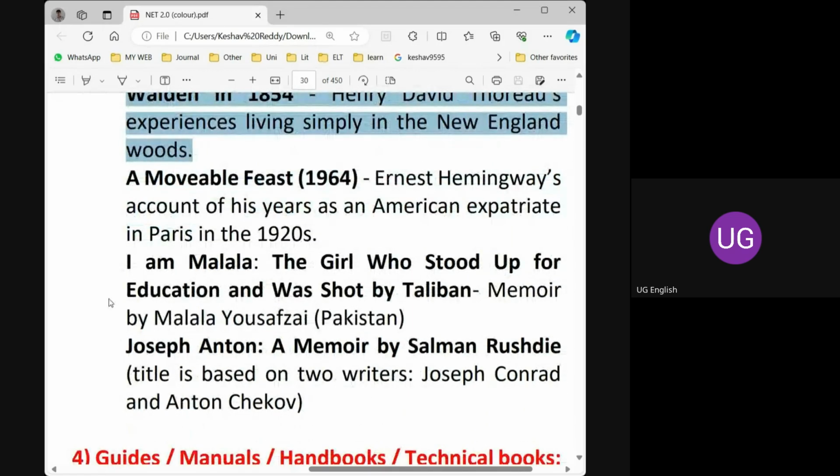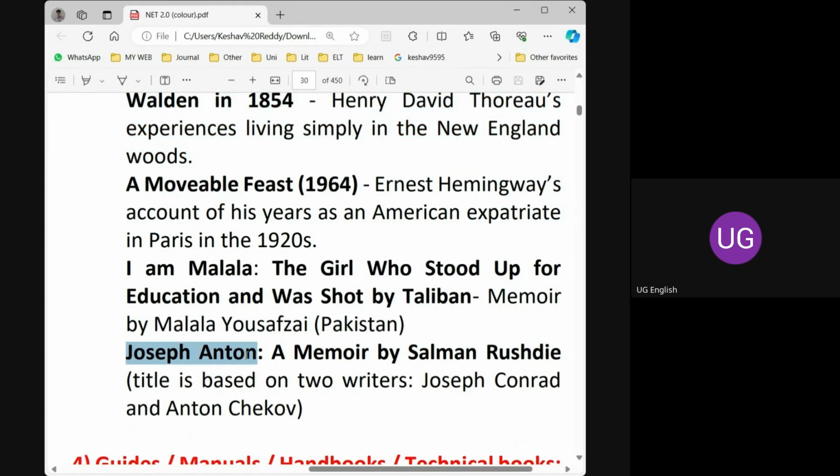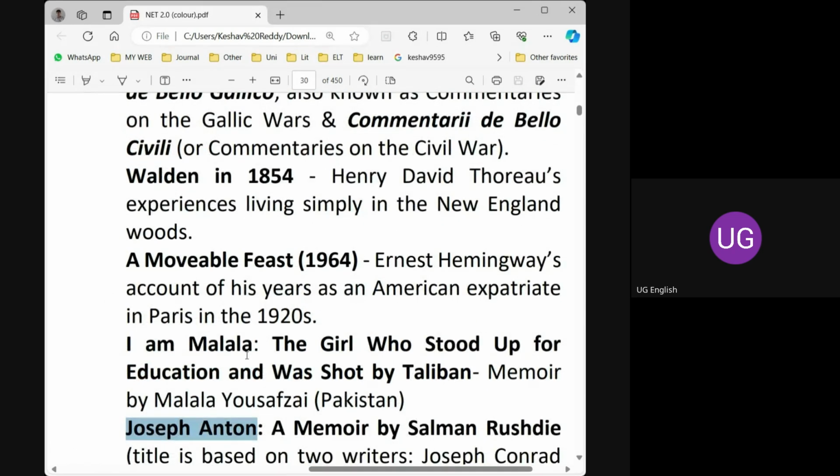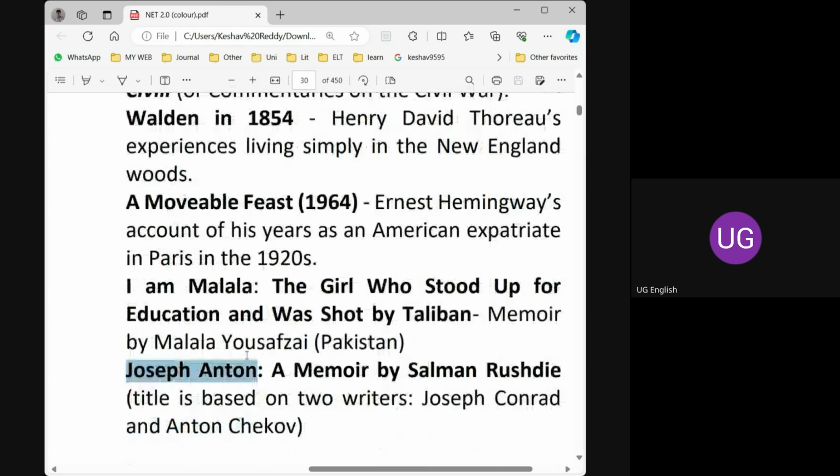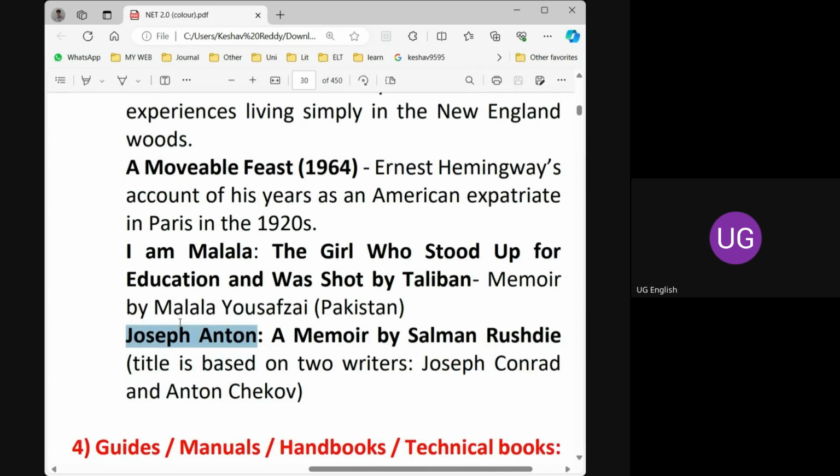I Am Malala. This is very important. Joseph Anton. By looking at this name, you can have some guess. Joseph Anton is a memoir by Salman Rushdie, a very famous postcolonial writer. He is an Indian-born writer, now a British writer. Joseph Anton is a memoir named after two writers. Here, Joseph is Joseph Conrad.